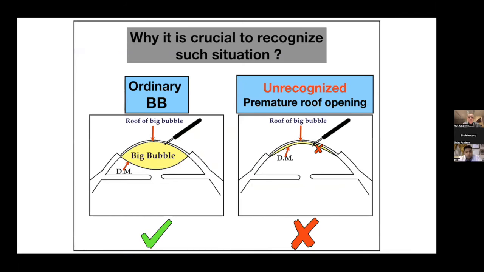So again, this is why it is crucial to diagnose such a situation. As I have mentioned, if it goes undiagnosed, you will have a premature roof opening, and you will go on making the brave slash, and you will damage this membrane by yourself.